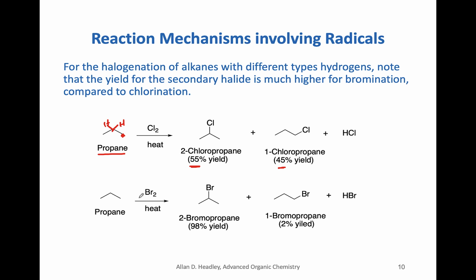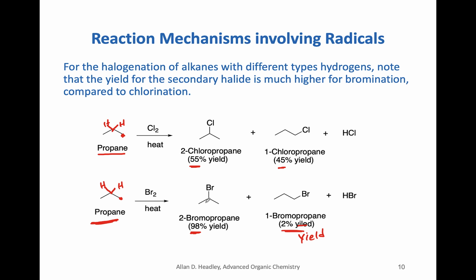On the other hand, if you use bromine, same starting material, the distribution of halogenated product is a lot different. Here, this is 98% by taking off this hydrogen, or the substitution of that hydrogen, compared to the hydrogens here on the methyl carbon, just 2% of this. Whoops, spelling, Y-I-E-L-D. And 98% here of the product in the secondary position.